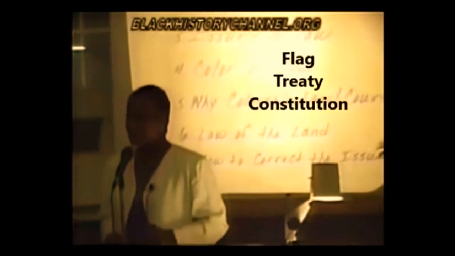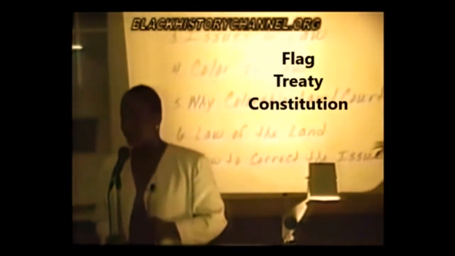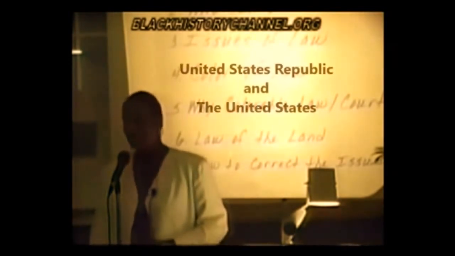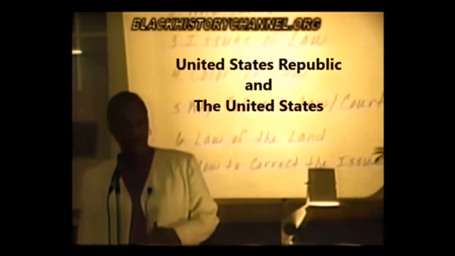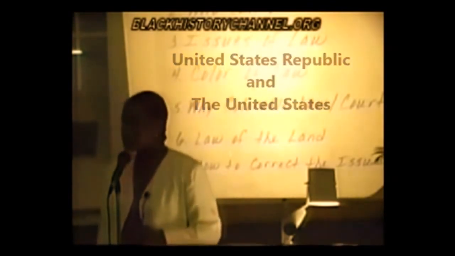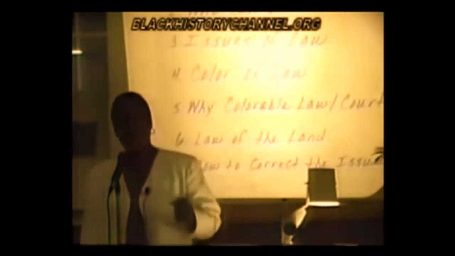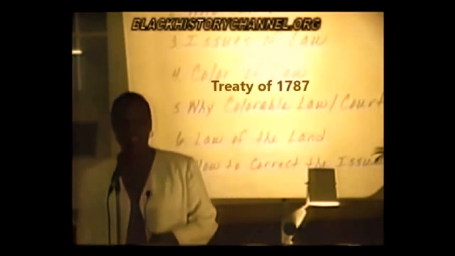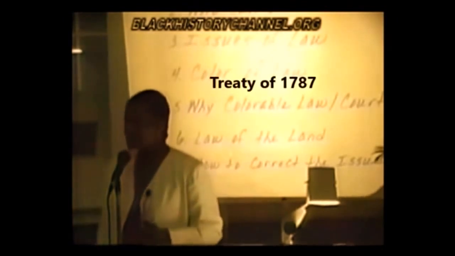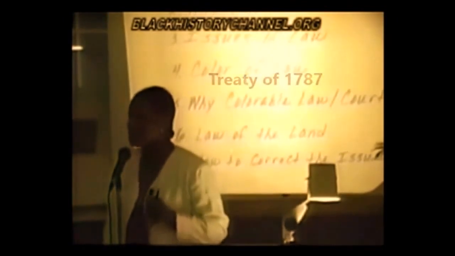On the record. We come in with our flag. We come in with our treaty. We come in with the Constitution we signed with them, and understanding that the Constitution is a contract. It's a contract between who? It's a contract between the United States Republic and the United States of America. But there are certain clauses in that contract that apply to Moors, which takes us back to the Treaty of 1787. But that contract between the United States and the United States of America does not apply to us other than that part that discusses the treaty.